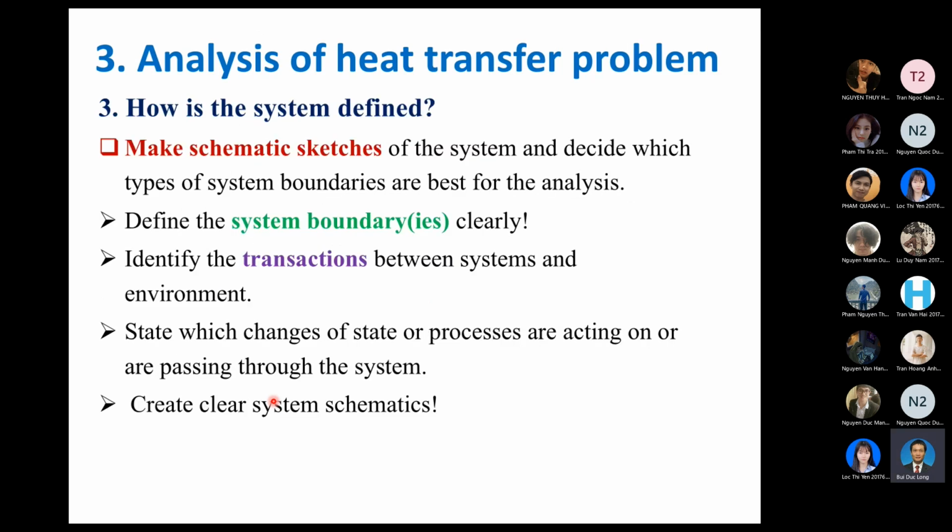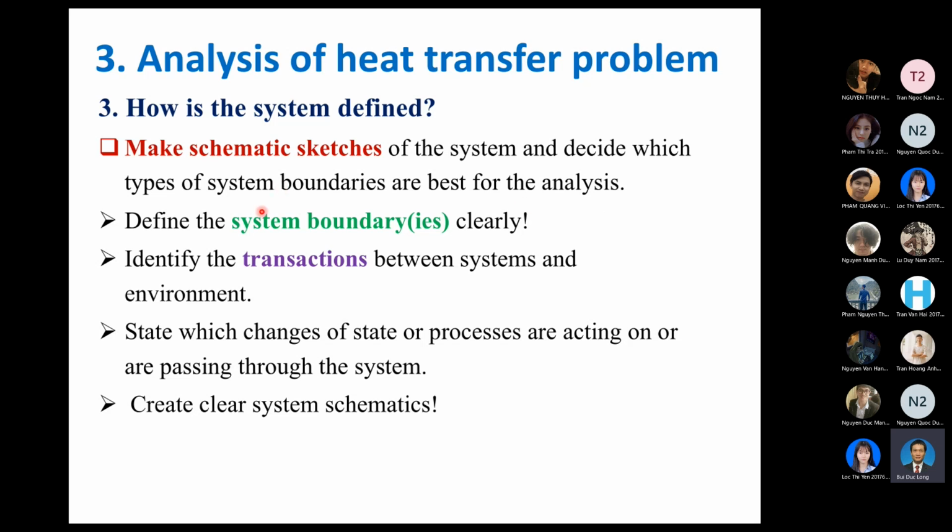The third step is: how is the system defined? So you have to define the system. This is also a very important step. So make a schematic sketch of the system and decide which type of system boundary is best for analysis. So you have to define the system.